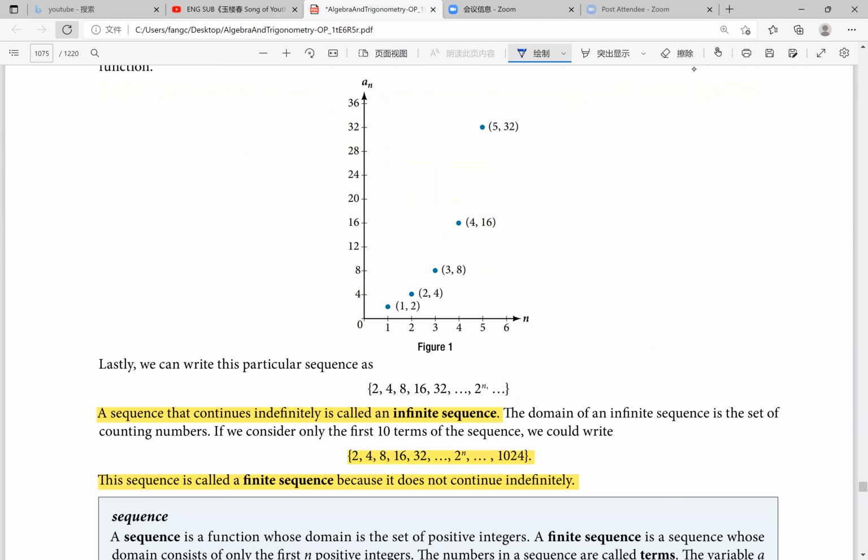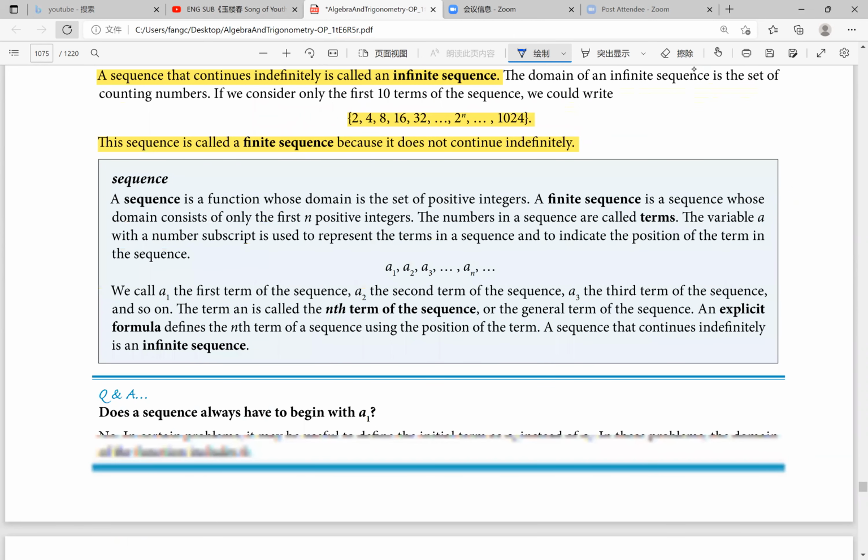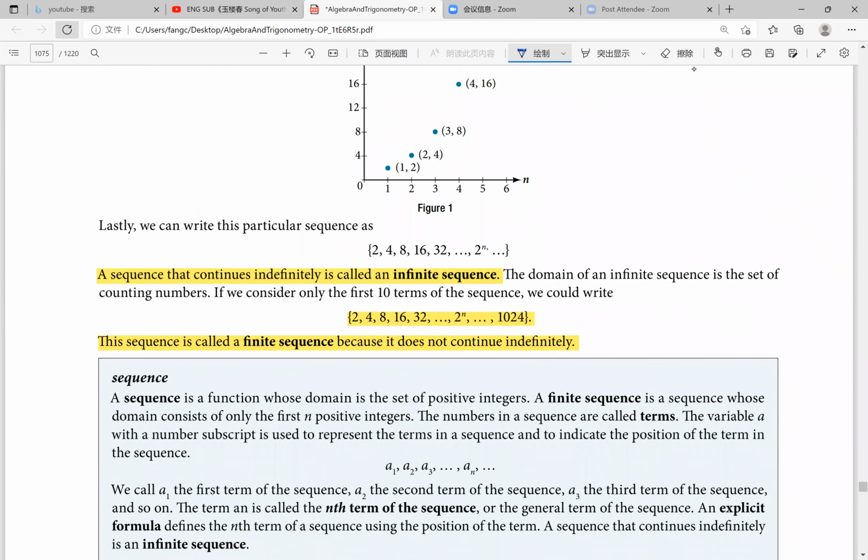Now, I think we should try some examples. Before we try some examples, I want to introduce a concept to you. One is the infinite sequence. In fact, I already mentioned that. A sequence that continues indefinitely is called an infinite sequence. So especially for an infinite sequence, we must use a formula to define it, or we can't do it from the first term until the nth term.